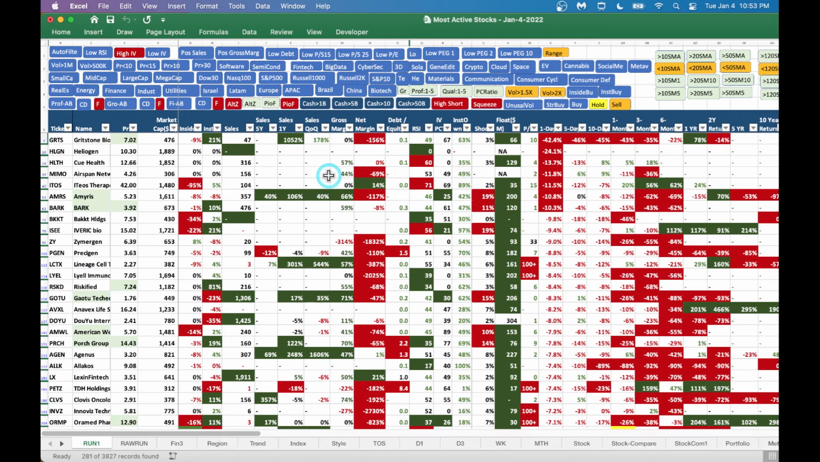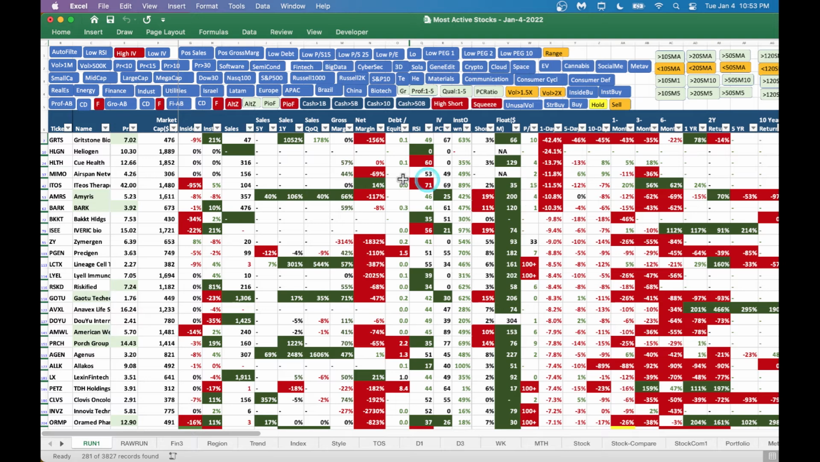So with that, I would say if you get a chance, pick up some Gritstone. It's still a good stock here. I would slowly buy some Gritstone here. If you want to wait for a day or two, that's fine. But I'm slowly buying Gritstone and accumulating a nice position here.